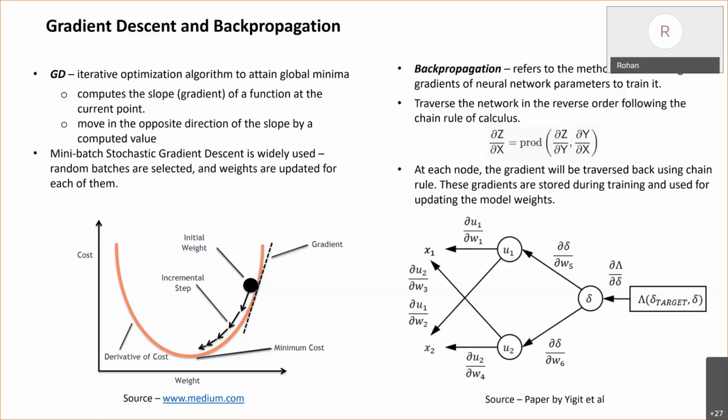So there are just two steps in that. First is to compute the slope, and second is to move in the negative direction of the slope by a particular value called the step value. Okay. Mini batch stochastic gradient descent is most widely used, where, as you can understand from the name, we find small batches of data from the entire data set, using stochasticity. So using randomness, we find random mini batches from the data set, and then use them for the gradient descent optimization process. After finding the derivatives or the gradients for each mini batch, we will be updating the weights of the model. Okay.